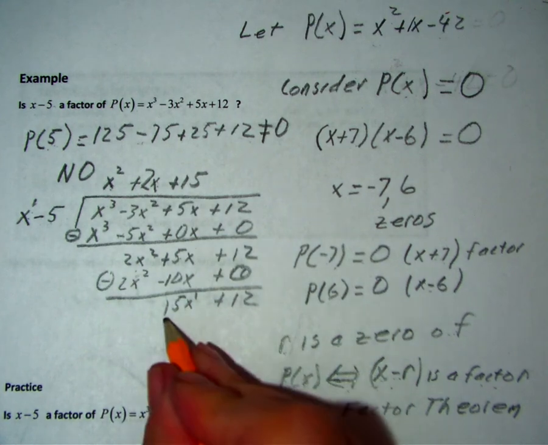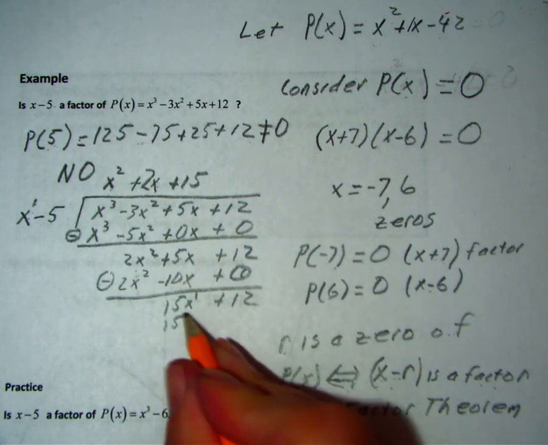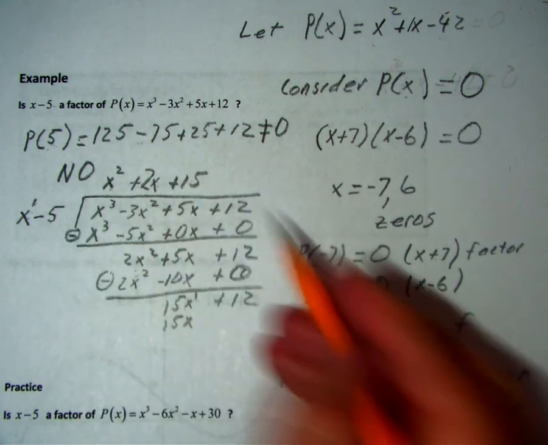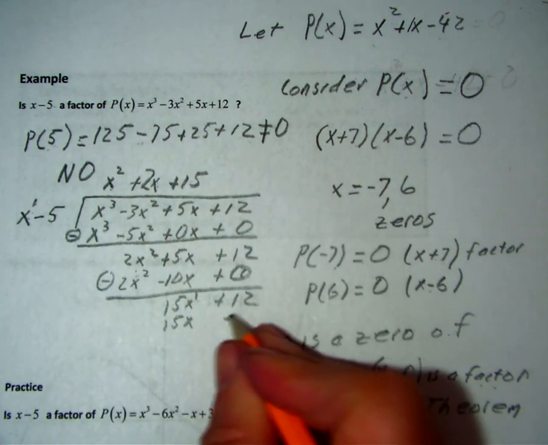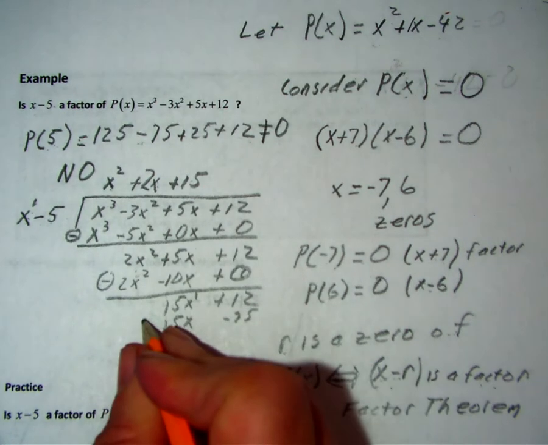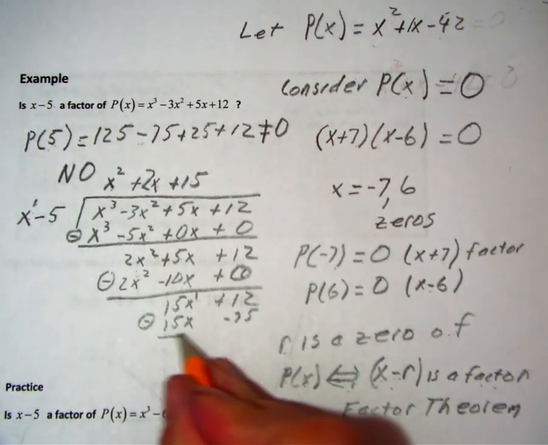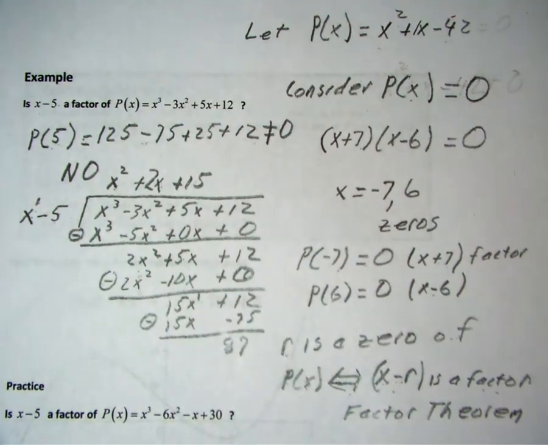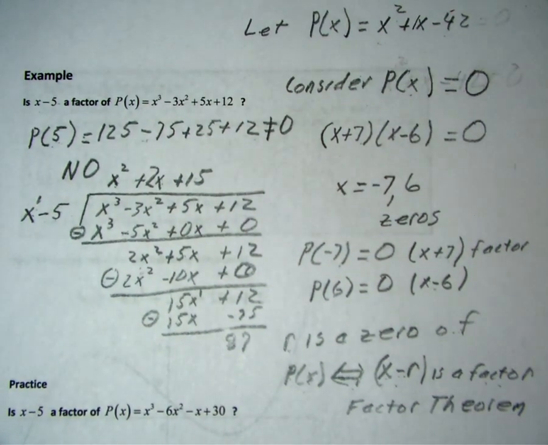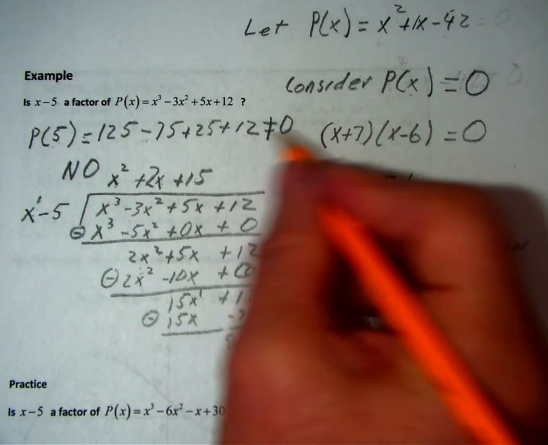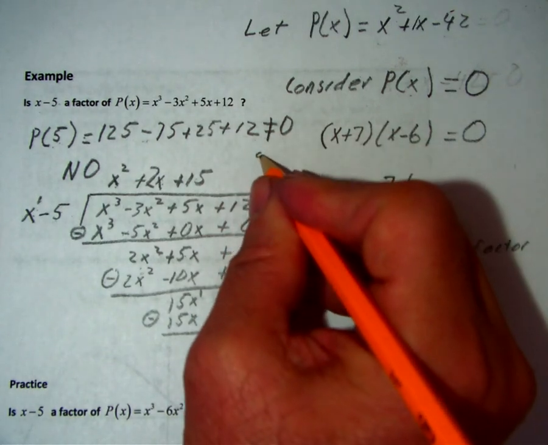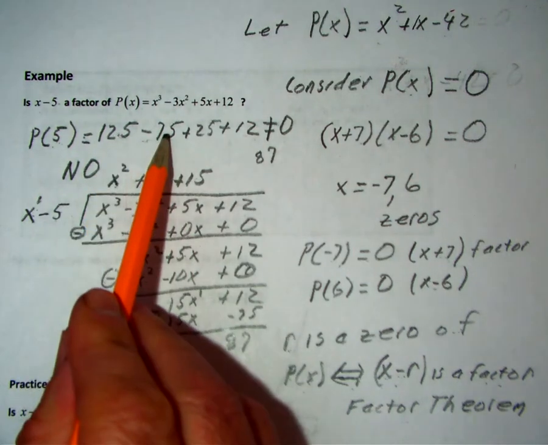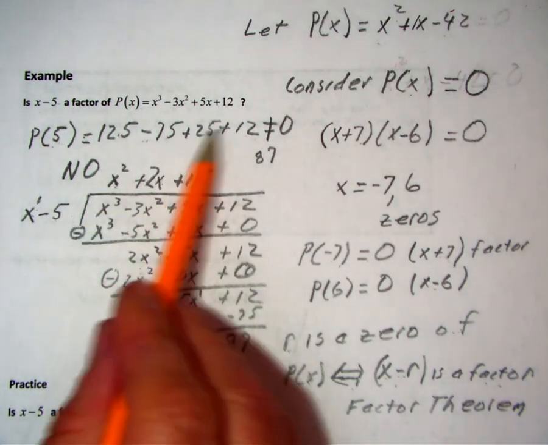And so, let's write down 15x. All right, folks, now, minus 5 times 15 is minus 75. And when you put the minus in front of the whole thing, this ends up being 87 as your remainder. Okay, 87 is your remainder. Now, folks, if you take a look right here, these numbers added up to 87. 125 minus 75 is 50, plus 25 is 75, plus 12 is 87.